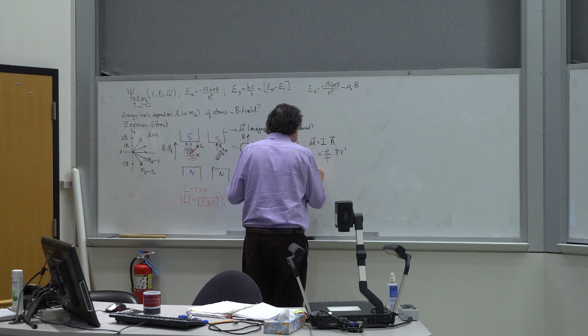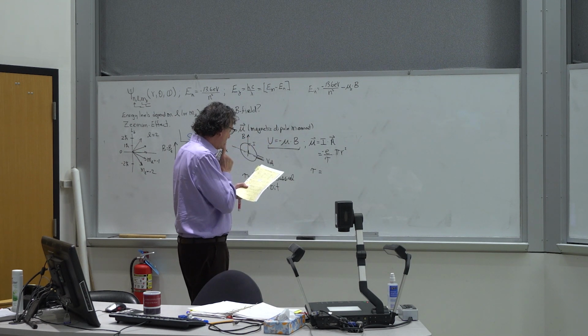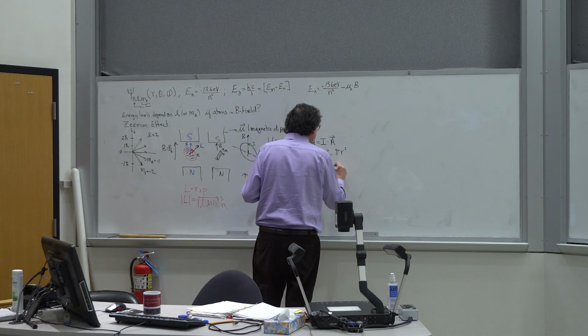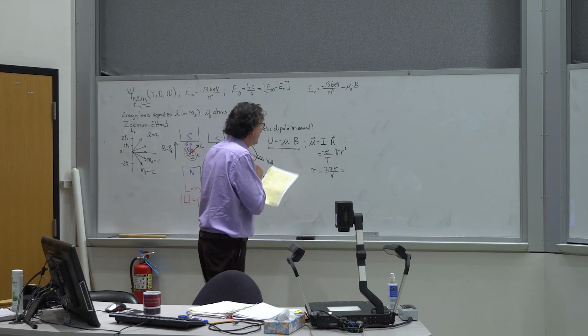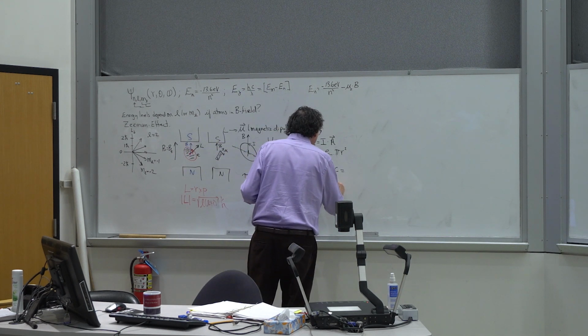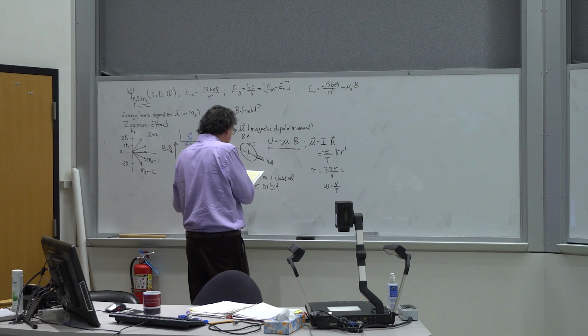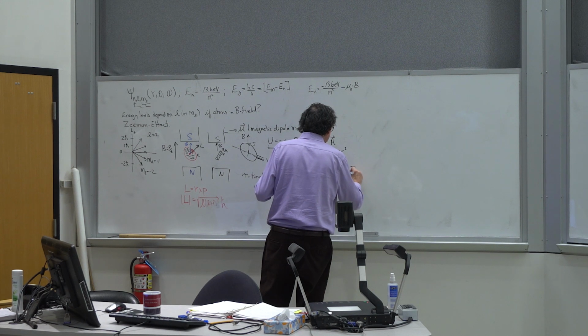This period tau can be written in terms of the orbital angular momentum, or the orbital frequency. The period of time is 2 pi r, the circumference, divided by the velocity. But v over r is the angular velocity. V over r is omega. So doing the substitution, I get that tau is equal to 2 pi over omega.